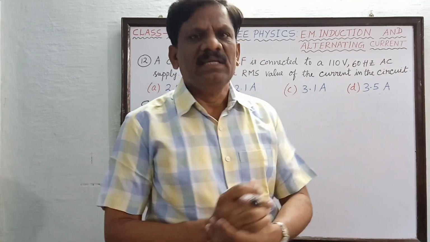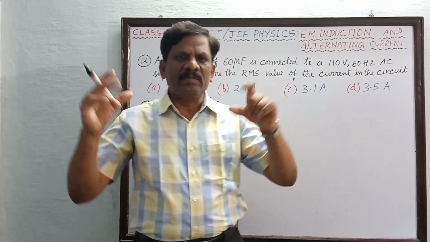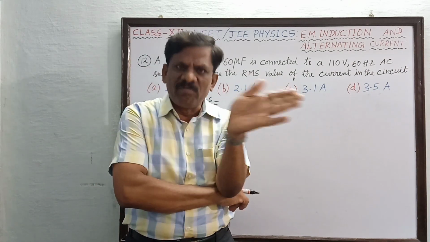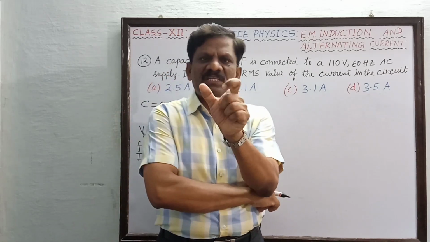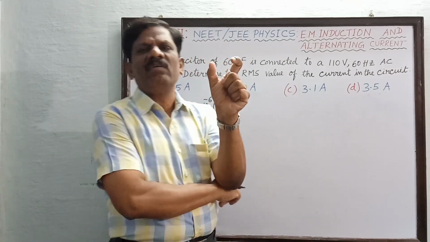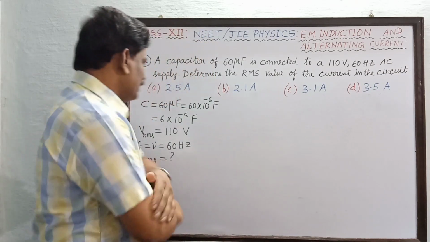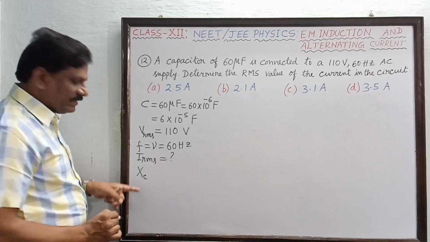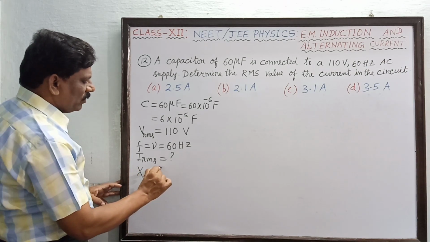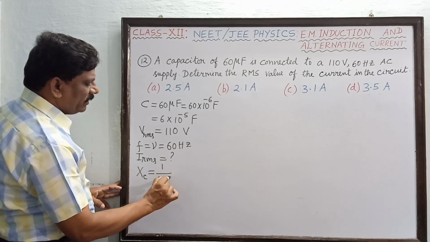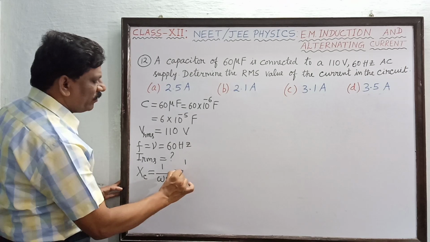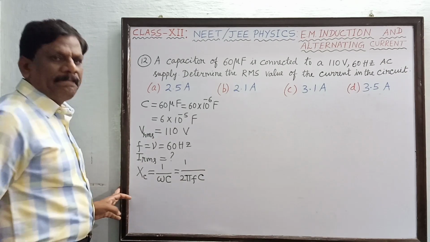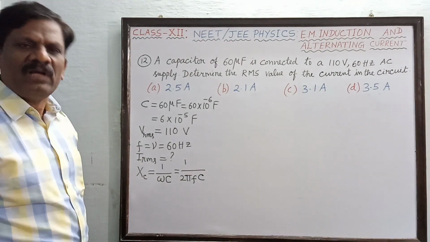Students, in an AC circuit, if you connect a capacitor, what is the opposition offered by the capacitor to the flow of AC? That opposition offered by the capacitor to the flow of AC is called capacitive reactance, is it not? Capacitive reactance is denoted with the symbol Xc. So this is equal to 1 by omega into C, which is once again equal to 1 by 2 pi F into C. This is called capacitive reactance.